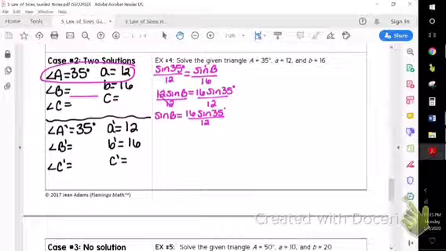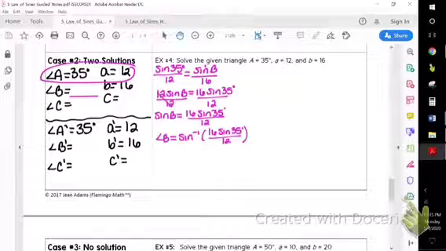And remember, when you're looking for an angle, you're going to do the inverse. So to get rid of that sine, we're going to move it to the other side by taking the inverse of it. So we're going to have the inverse sine of 16 sine of 35 degrees over 12. Alright, so let's put this in our calculator and let's see what we get. And so I got 49.89 degrees.